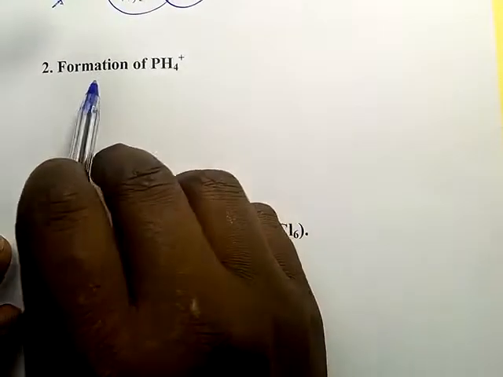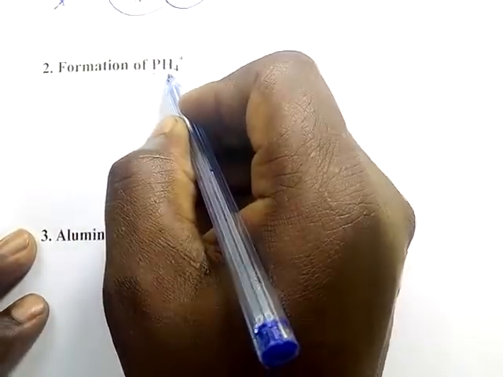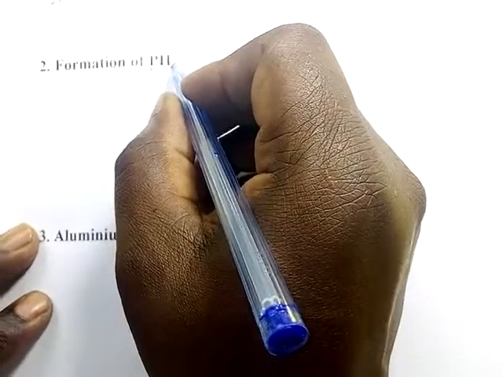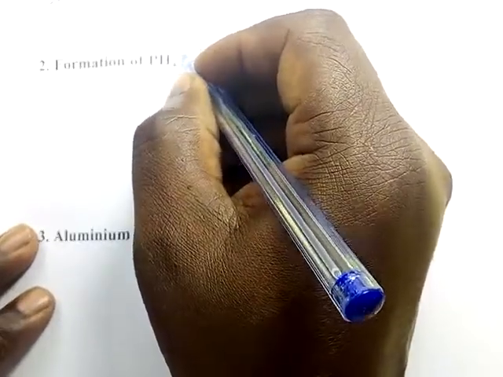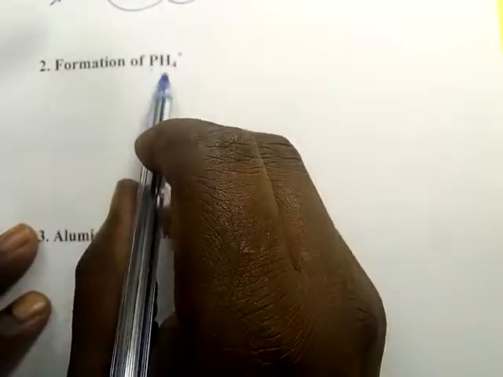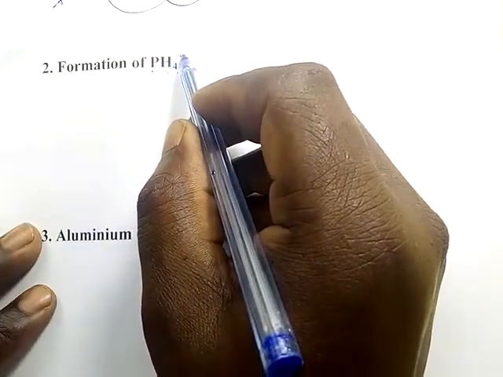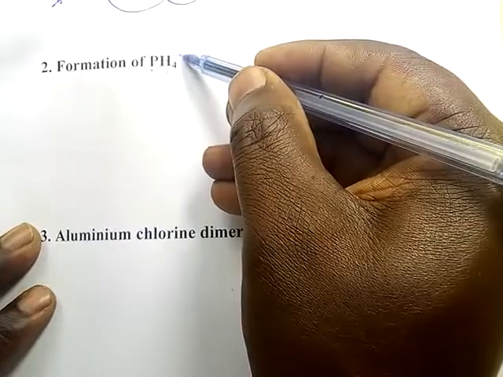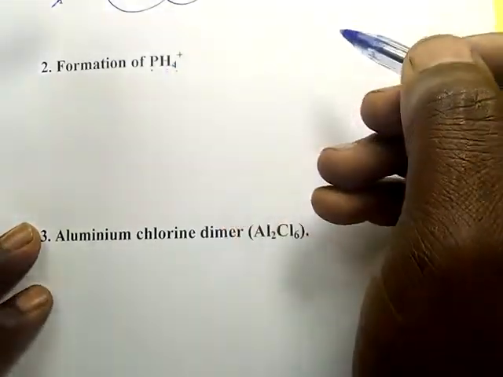We have formation of this. This is phosphorus and this is hydrogen. Now whenever we have 4 hydrogens and a positive sign, it simply means that one hydrogen in this compound is empty. Empty meaning what? When a hydrogen loses an electron, it becomes positively charged. So when it is positively charged, it means that one hydrogen inside here is empty. That's what it simply means.